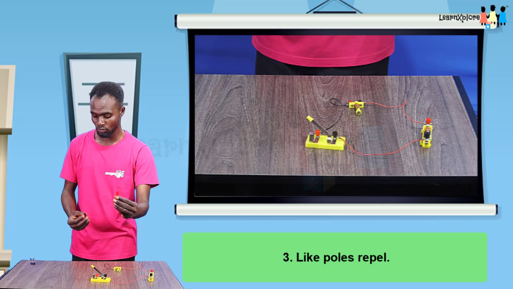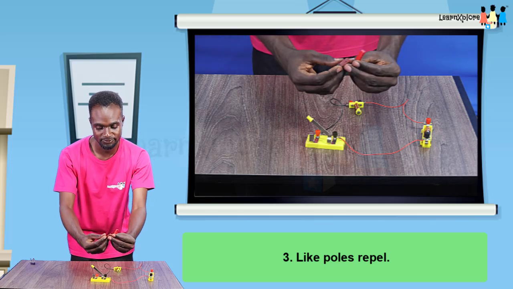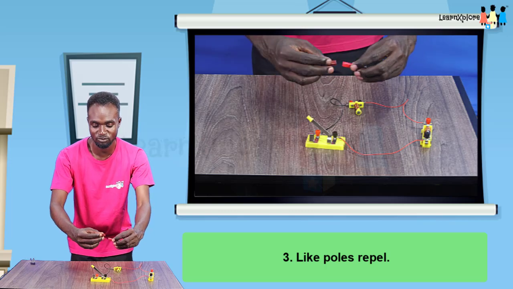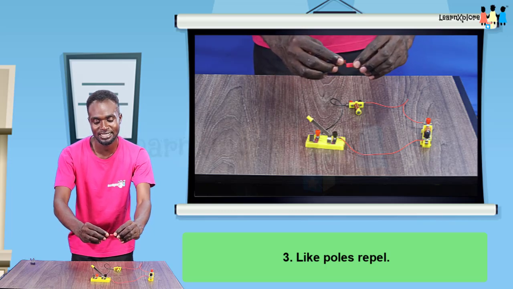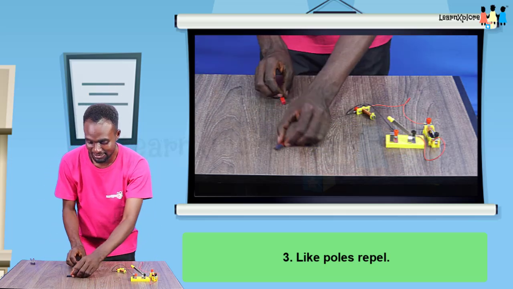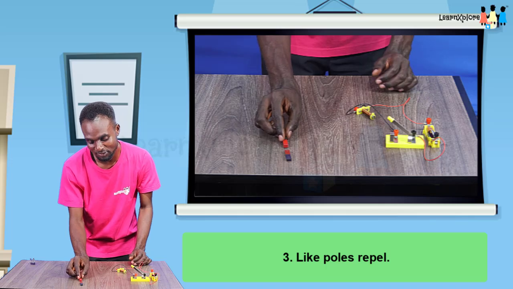This is North Pole, this is another North Pole. Look at it. They repel each other, they do not attract. If you put them together, they'll be pushing against themselves. So let's put it on the table and test. This is North Pole, this is another North Pole.